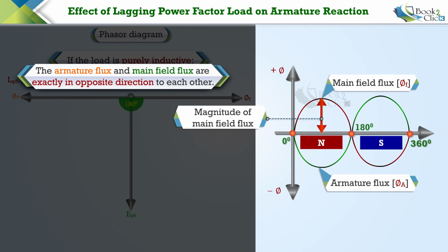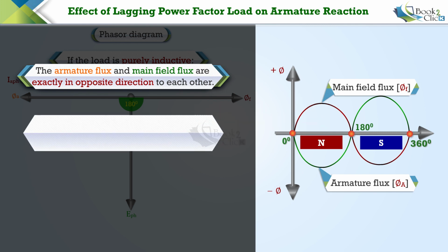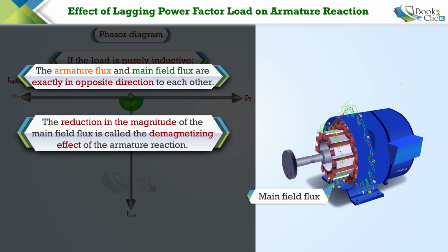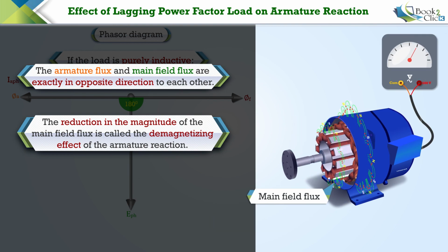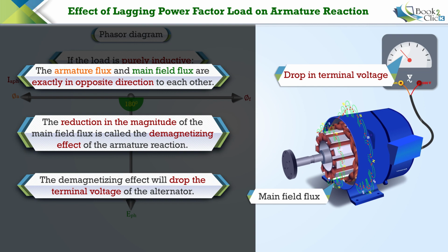As a result, the magnitude of the main field flux will get reduced. This reduction in the magnitude of the main field flux is called the demagnetizing effect of the armature reaction. Since the main field flux is the cause for producing the induced EMF, this demagnetizing effect will drop the terminal voltage of the alternator. We hope that you have understood the effect of armature reaction in an alternator when it operates under lagging power factor load.